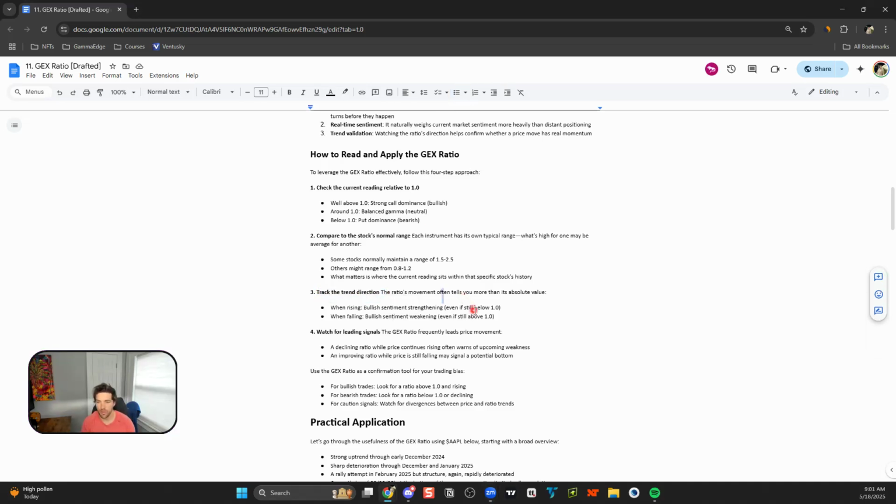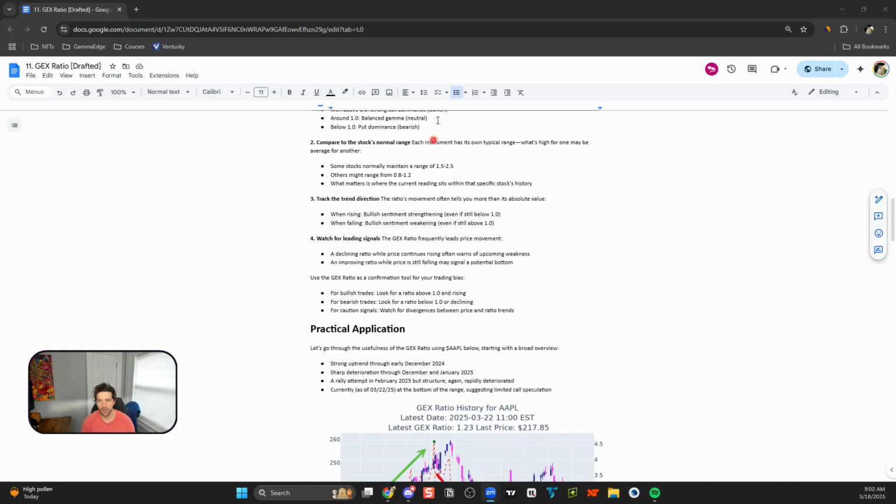Again, here hitting on trend direction. The ratio's movement also tells you more than the absolute value. So when it's rising, bullish sentiment. When it's falling, bearish sentiment. Even if it's below 1, if it's still moving higher, that is still constructive, and vice versa, bearish sentiment even if it's above 1. Then again, watch for leading signals, as the GEX ratio frequently leads price momentum.